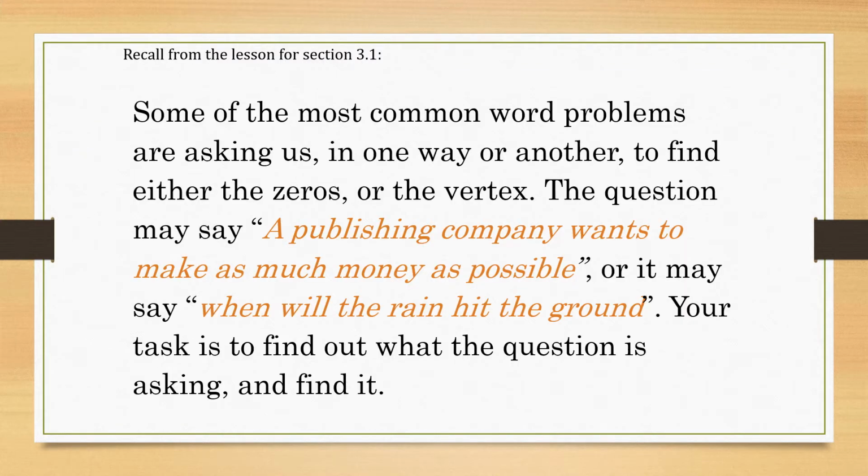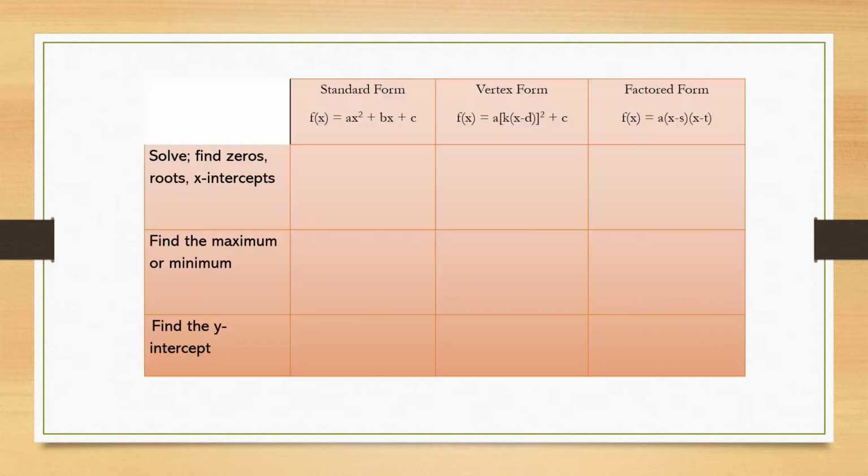Some of the most common word problems are asking us, in one way or another, to find either the zeros or the vertex. The question might say a publishing company wants to make as much money as possible. When you see "as much as possible" or something like that, it's talking about a vertex. Or if it's asking when will the rain hit the ground, when something's hitting the ground, then you're looking for zeros. Your task is to find out what the question is asking and find it.